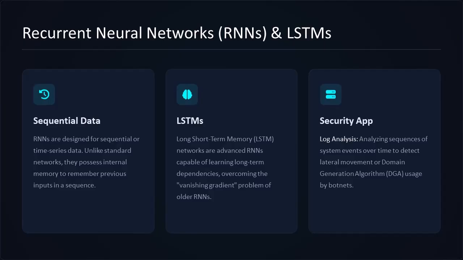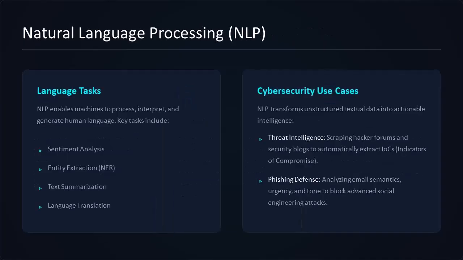usage by botnets. Recurrent neural networks, RNNs, and LSTMs. Language tasks. NLP enables machines to process, interpret, and generate human language. Key tasks include cybersecurity use cases. NLP transforms unstructured textual data into actionable intelligence. Sentiment analysis.